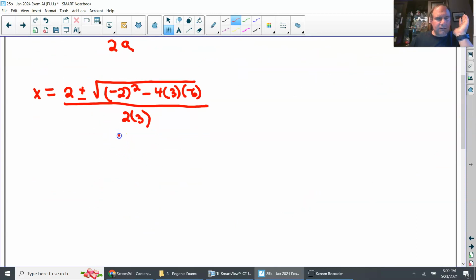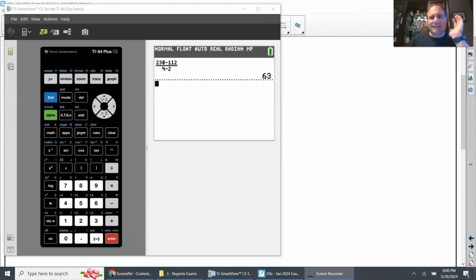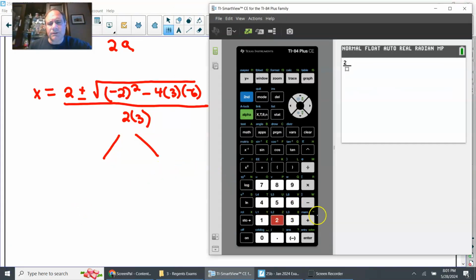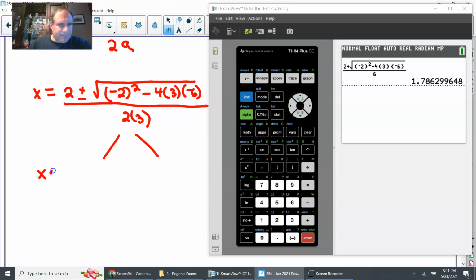Now you go and you will split that up. But you could just go ahead and do that in your calculator. You don't have to worry about anything. As far as the work goes, I'm just going to put 2 plus, I'm going to do the plus side first, square root of negative 2 squared minus 4 times 3 times negative 6, and that's all over 6. And then I press enter, and you get 1 point, so x equals, and you put a squiggly equal sign, it is rounded to the nearest hundredth, so we'd have 1.78. Sorry, 1.79, because that 6 is going to make that a 9.